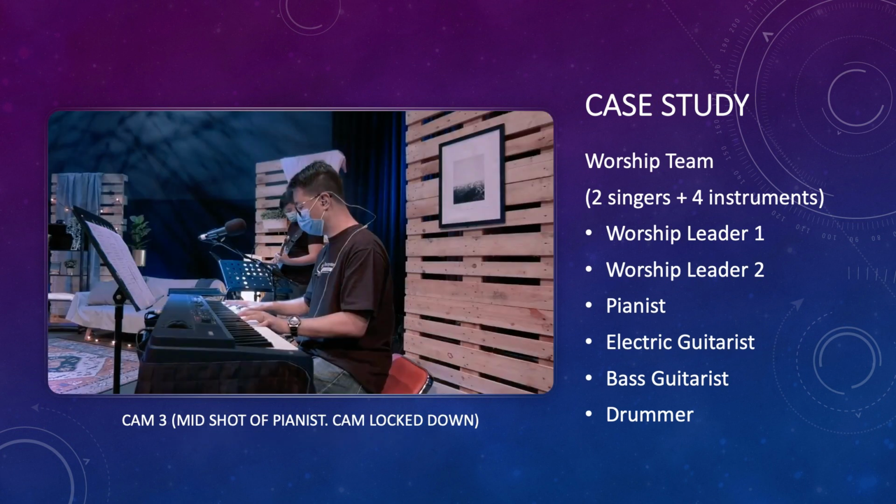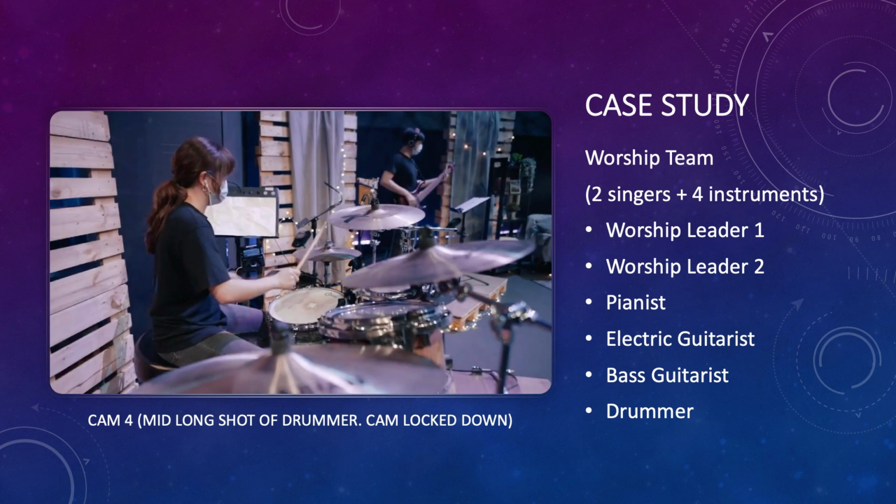Camera 3 would be on the left of the piano. Then it can have a lockdown position placed beside. Now if your band is not laid out this way, you can consider different camera angles as well. Then camera 4 can be on the other side of the drums, doing over the shoulder.